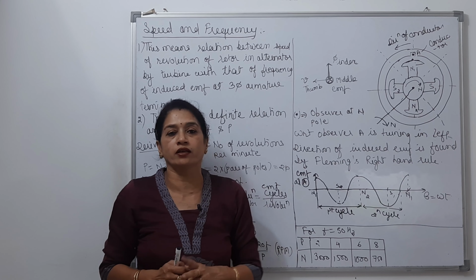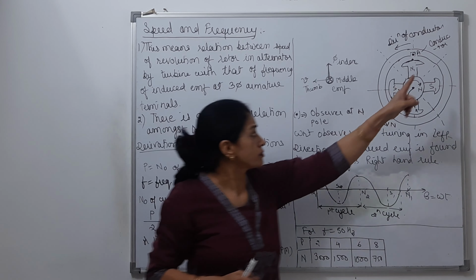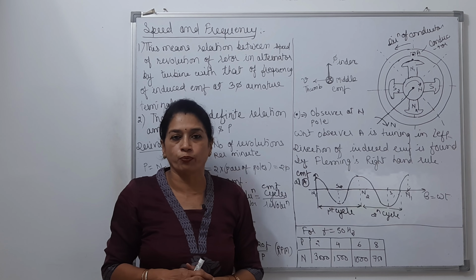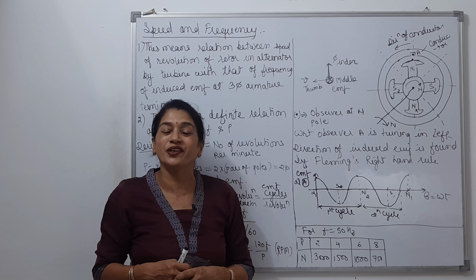So we have two cycles of rotation because of the passing of the conductor through all the four poles. What does this create at the connection?